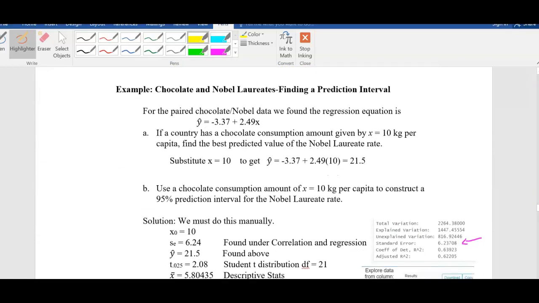All right, we're going to do our chocolate and Nobel Prize winners again. So we've already created our regression line. We did that last time, which is negative 3.37 plus 2.49x, for every 10 kilograms per capita. Now, I want to know, so x equals 10, and I want to know what values of y this could be. So where is this going to be? So if I substitute 10 in, I get 21.5. But I know it's probably not going to be 21.5. There has to be a range. So now we want to do a 95% prediction interval for our Nobel Prize winners.